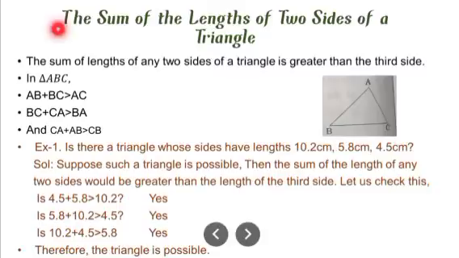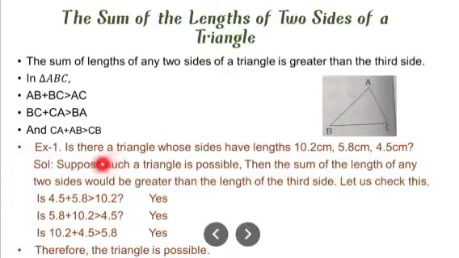Now the important point is the sum of the lengths of two sides of a triangle. How will we prove this? The sum of the lengths of any two sides of a triangle is greater than the third side. In this triangle, any two sides are together greater than the third side. Take AB plus BC greater than AC, otherwise AC plus AB greater than BC, and BC plus CA greater than AB.